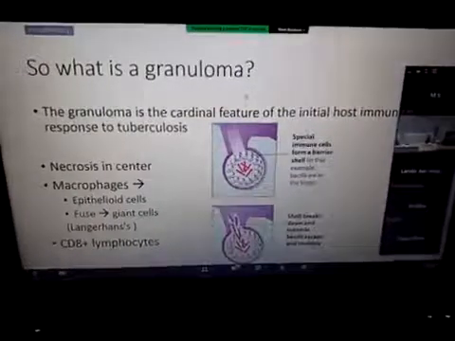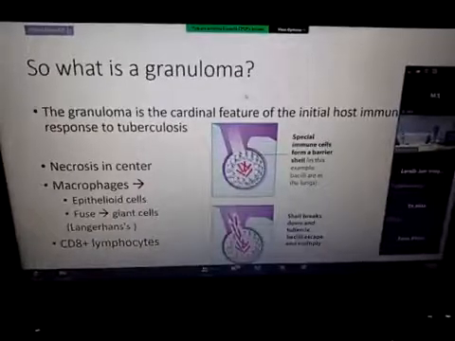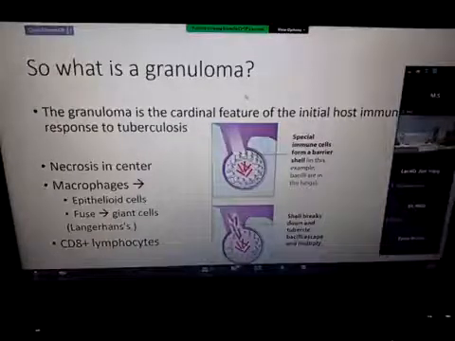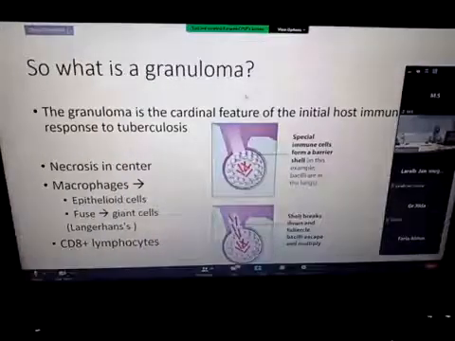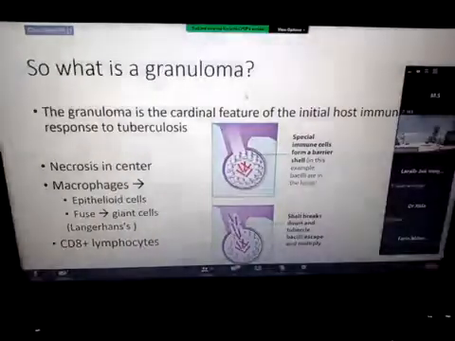And the other important feature are macrophages, which are specialized. They can convert themselves into or transform into epithelioid cells, which are much more enlarged. They're spread.